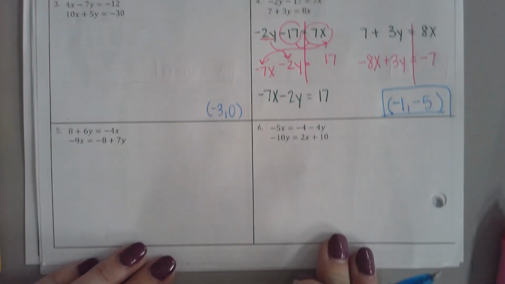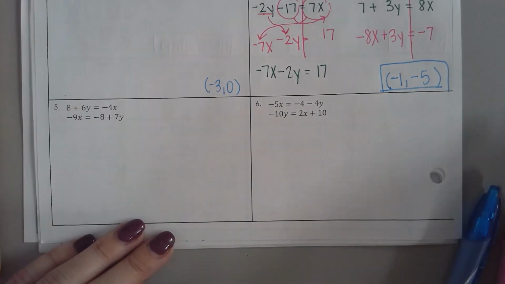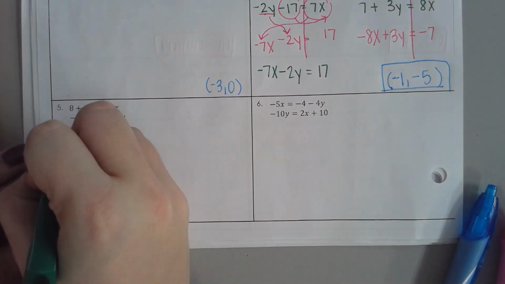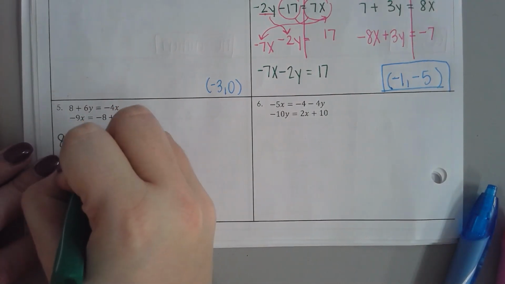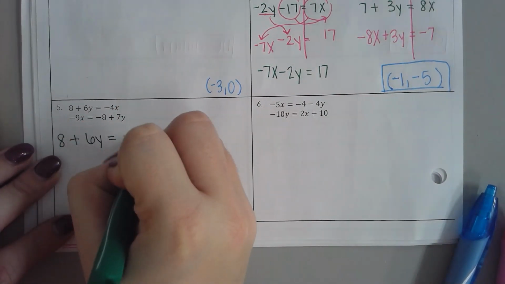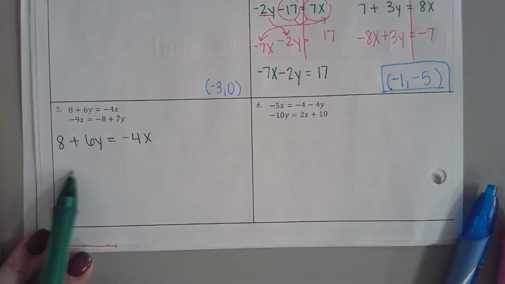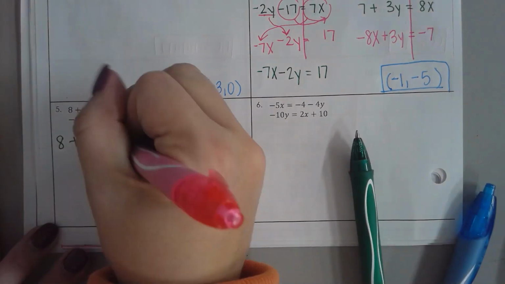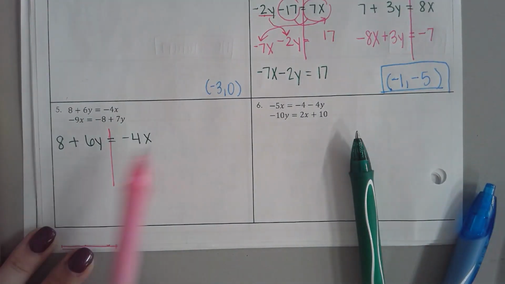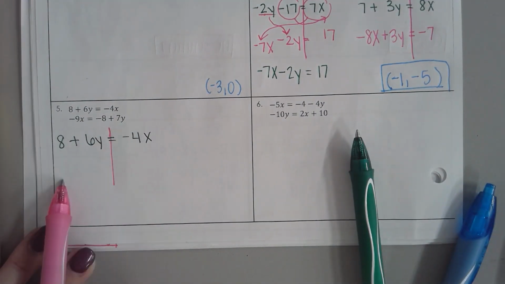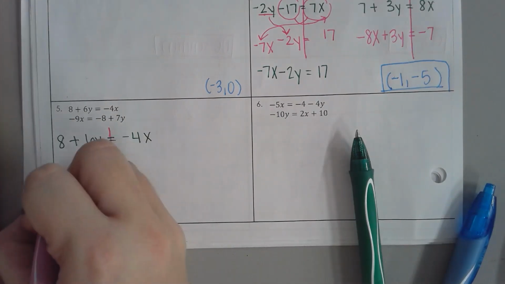Alright. Let's look at number 5. 8 plus 6y equals negative 4x. So my x needs to be first. Here's my line. If I'm going to bring this minus 4x to its spot, does it have to cross over the line? Yeah, so it's going to be a positive 4x.